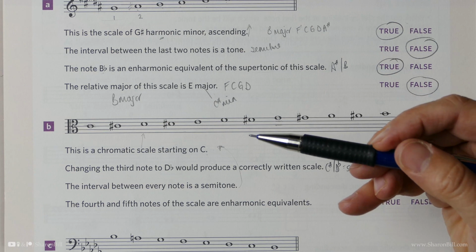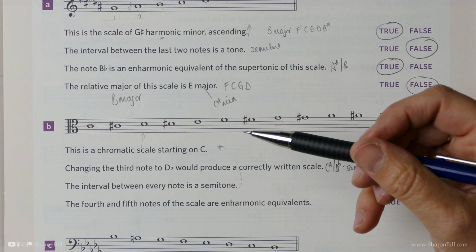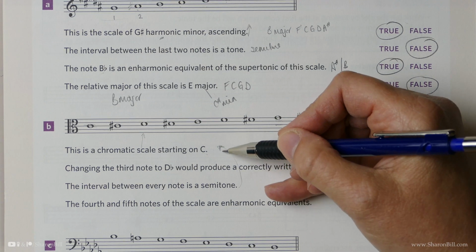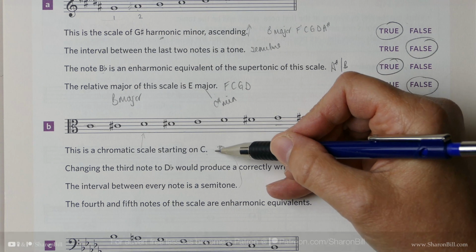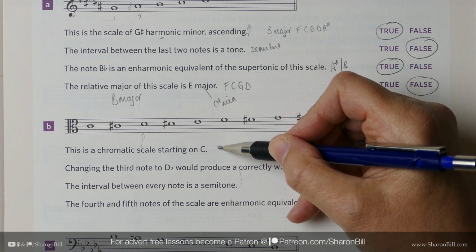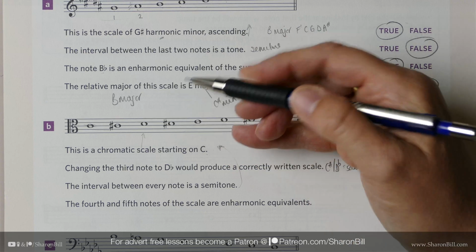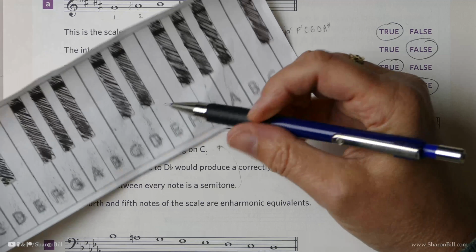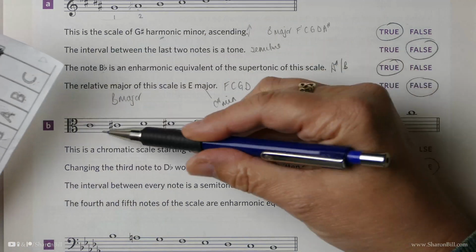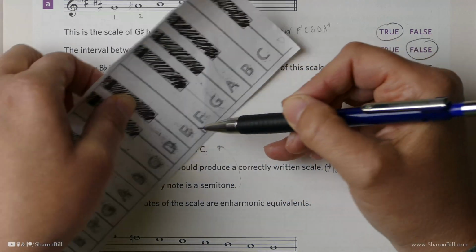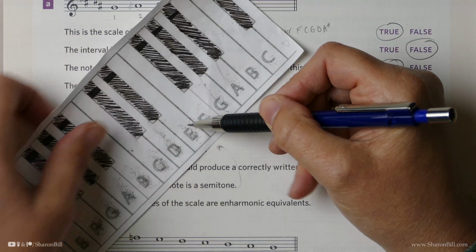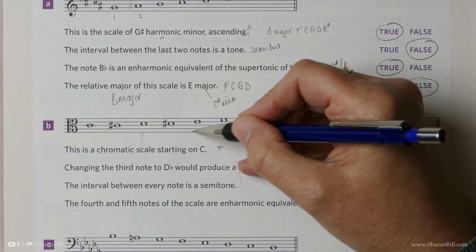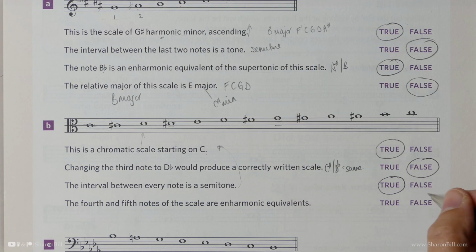Is it true that the fourth and fifth notes of the scale are enharmonic equivalents? Well, that can't be true, because otherwise it wouldn't be a properly written chromatic scale, would it? If we look at 1, 2, 3, 4 and 5, we have a D sharp, and then we have an E. But we know that that's not correct, because we don't have enharmonic equivalents within a chromatic scale, so that's false.